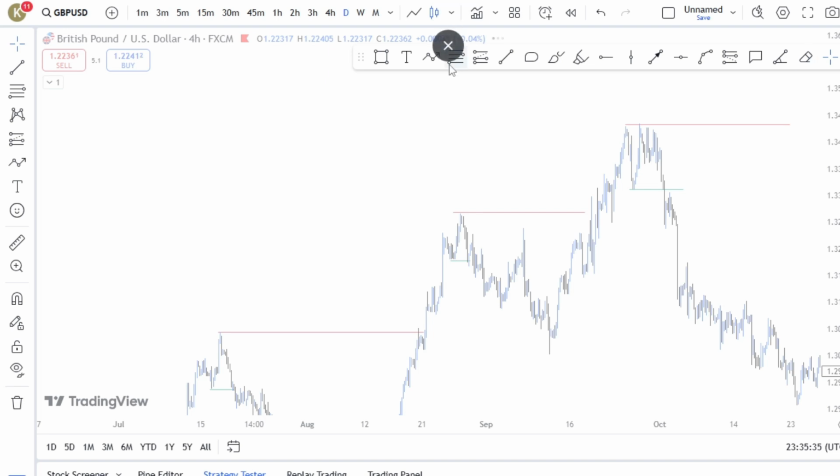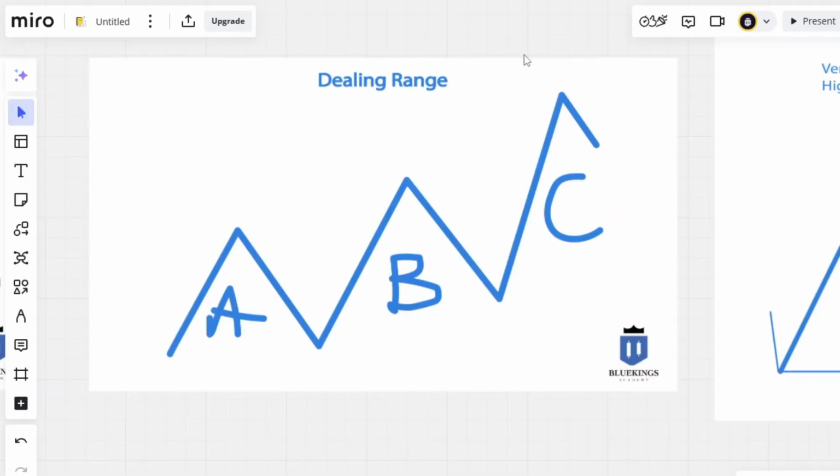So let's move on to the next segment of this video. So what's dealing range? Okay, so dealing range is very simple. As price is progressing, doing low, high, higher low, higher high, higher low, higher high, all of these ranges are called dealing range.